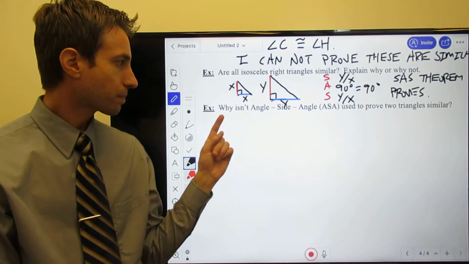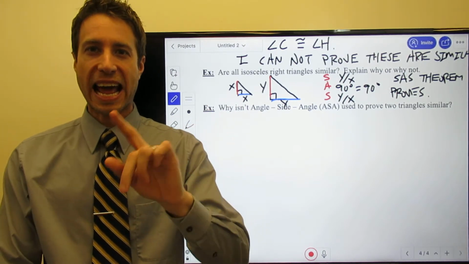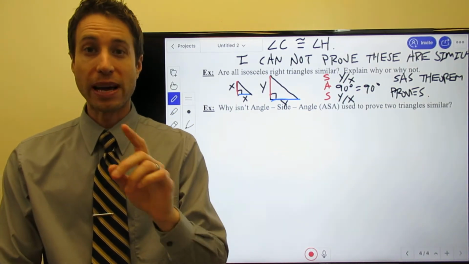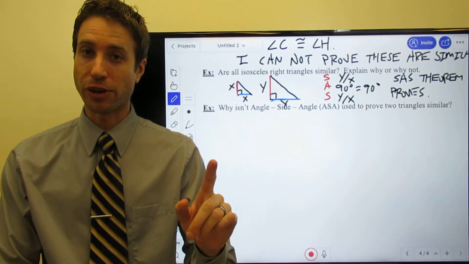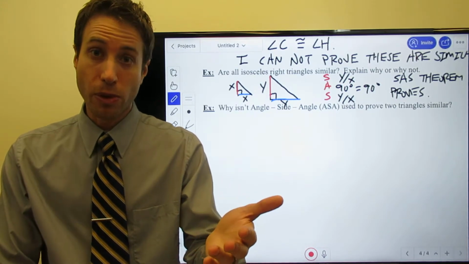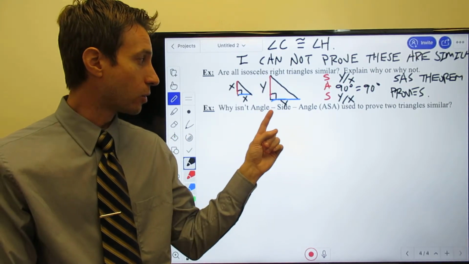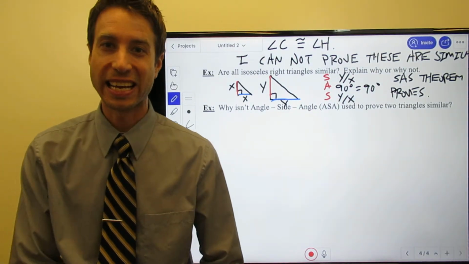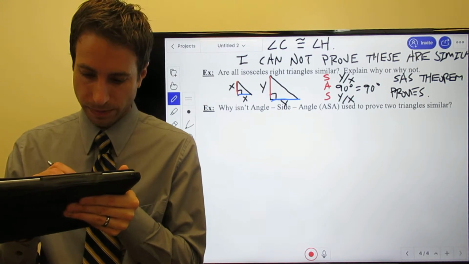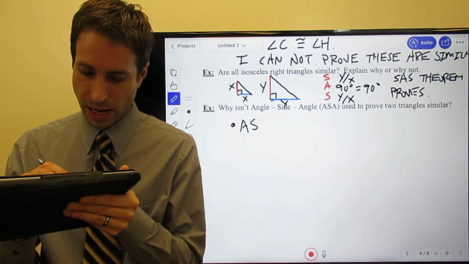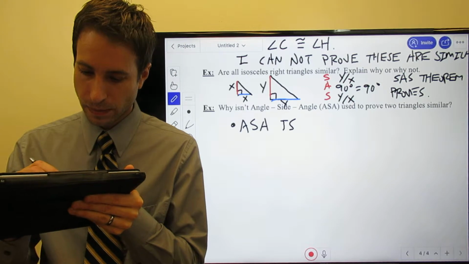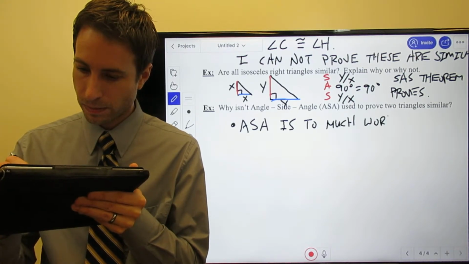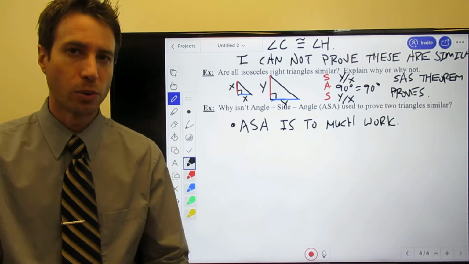The next one, okay, so we have an angle-angle similarity theorem. We have a side-side-side similarity theorem. We have a side-angle-side similarity theorem. It's a great question. Why isn't there an angle-side-angle similarity theorem? Well, here's the answer. That's too much work. Angle, side, angle is too much work. What do you mean it's too much work? Well, here's what I mean.